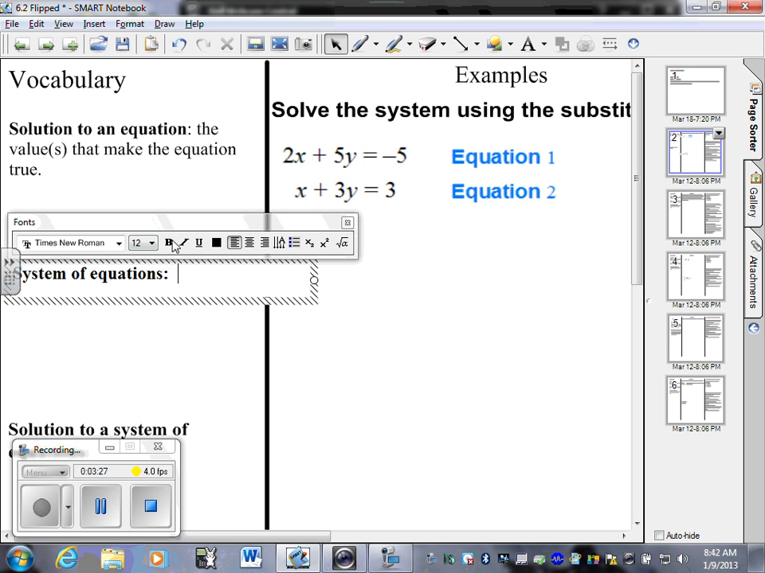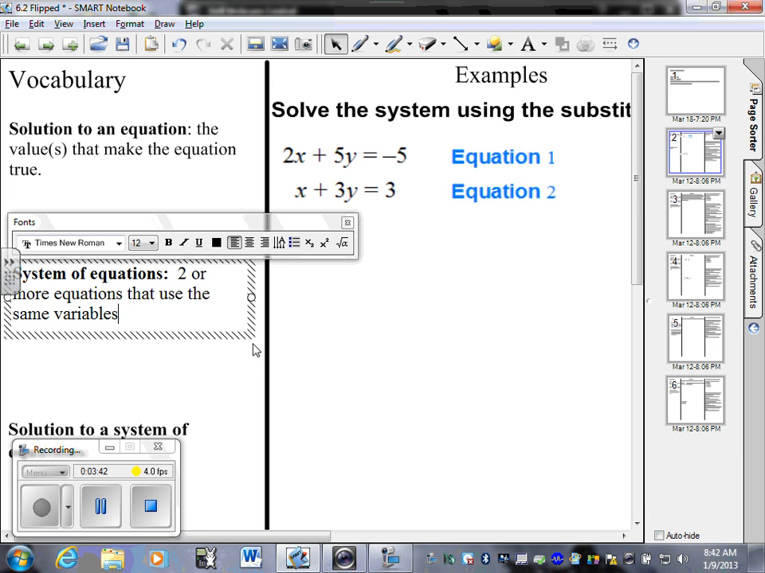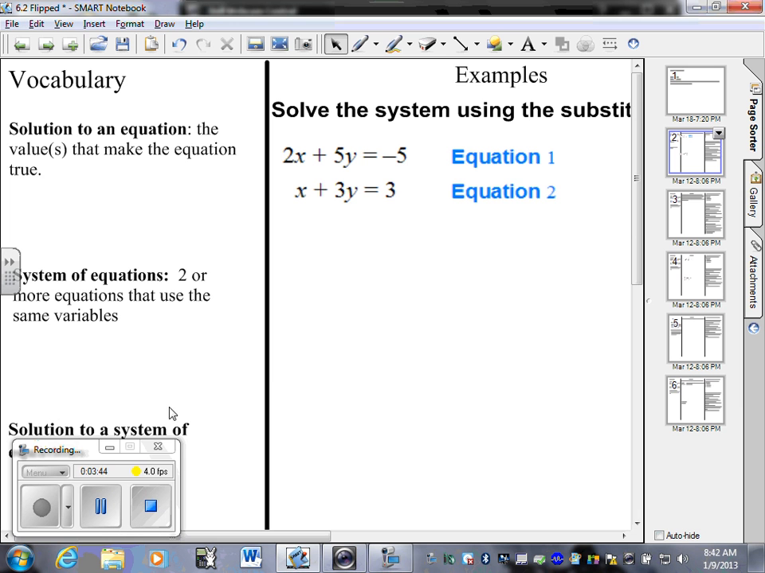Well, like I just said on that first page here, it means it's two or more equations that use the same variable. Two or more equations that use the same variables makes a system of equations.